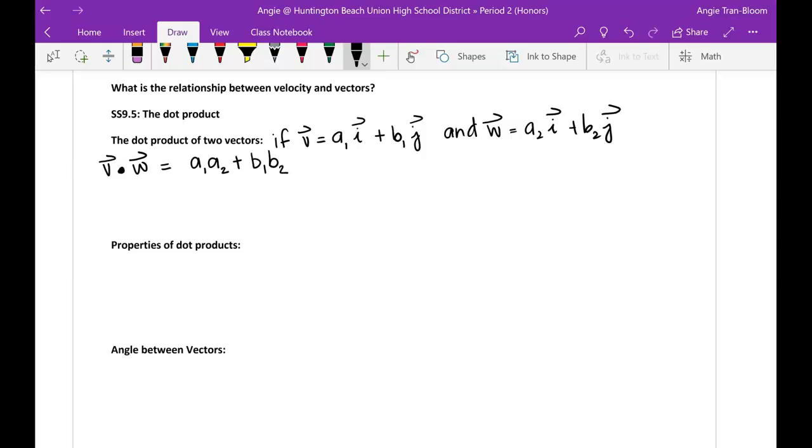okay? And I want you to be very careful that the answer is not a vector, okay? So if we're doing the dot product of two vectors, the answer is not a vector. Keep that in mind. What are some properties of the dot products?